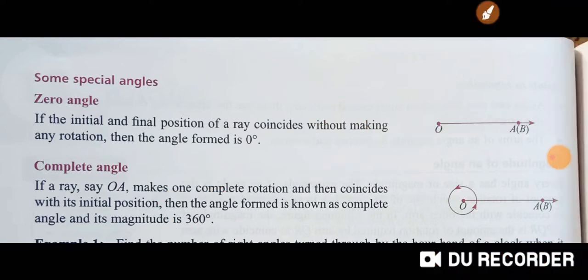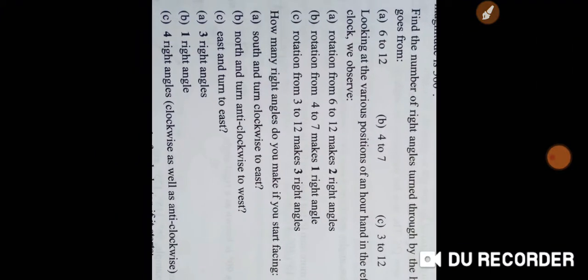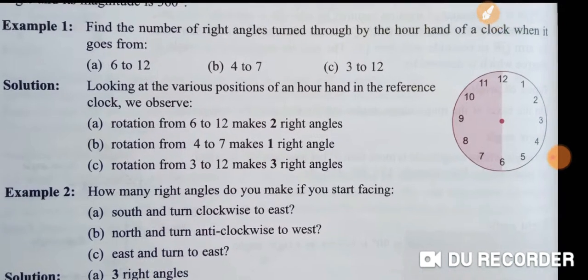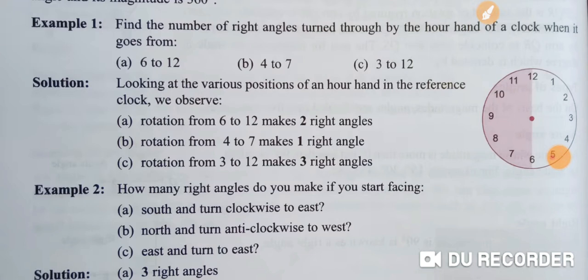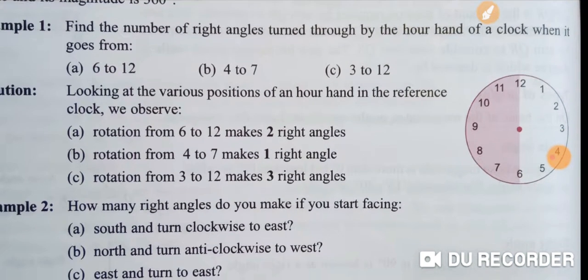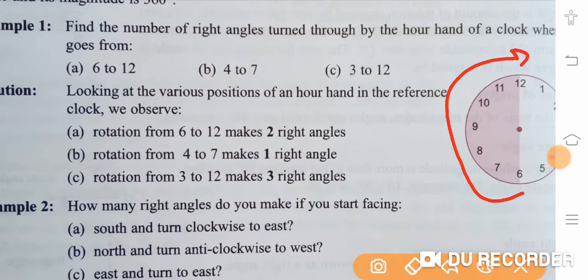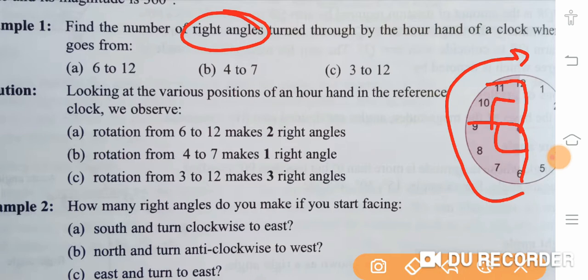Okay, my dear. Now, we will discuss some examples. Example number 1. Find the number of right angles turned through by the hour hand of the clock when it goes from 6 to 12. My dear students, if you go from 6 to 12, then what will happen? See, you will get one angle and a second angle here. So how many right angles did you get? The question asks for right angles. So this is 90 degree, second 90 degree. It means two right angles you have here. So rotation from 6 to 12 makes two right angles.